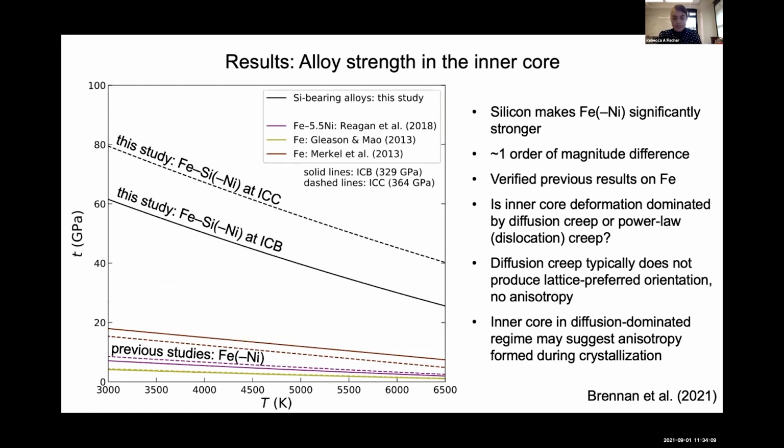Initially, we were concerned that this might have been some sort of methodological difference or something like that. So we went back and we did another experiment on pure iron, and we made sure that we could reproduce these earlier studies, and we could. So it really is a real difference caused by the silicon. And one of the reasons this is interesting is because we want to understand if the inner core deformation is dominated by diffusion creep or power law creep, because diffusion creep is not good at generating anisotropy. And so if the inner core is in a diffusion dominated regime, that may suggest that anisotropy forms during crystallization and not after.